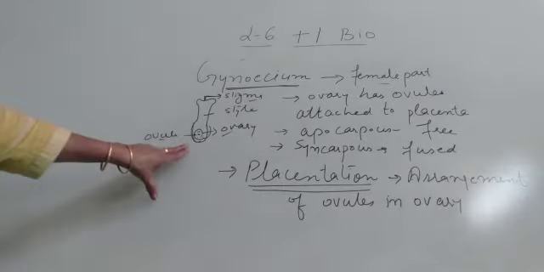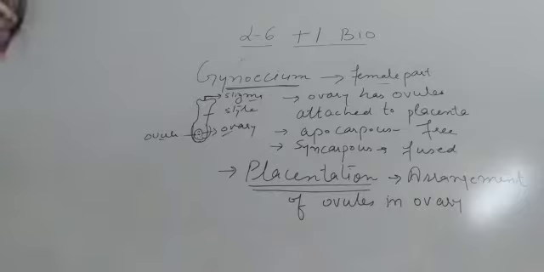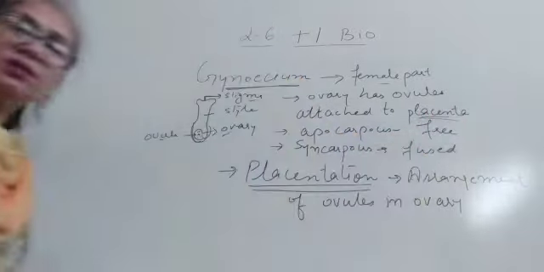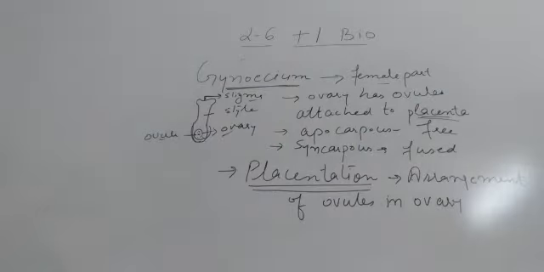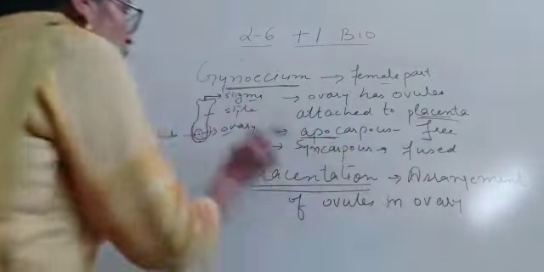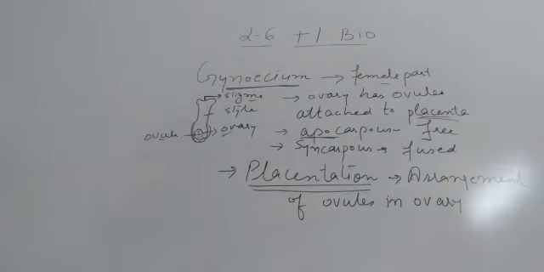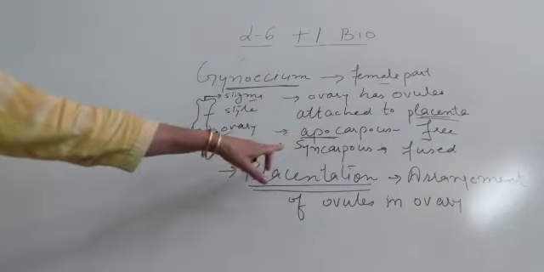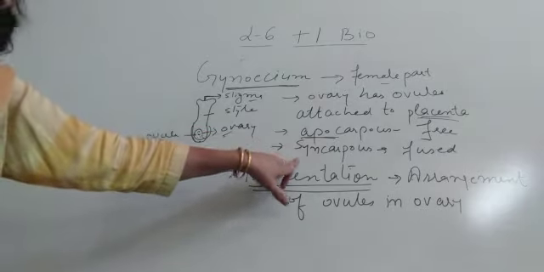This ovule is attached on a special cushion-like structure, and we call that placenta. That special structure on which the ovule is attached, we call it placenta. And if these female parts are free, meaning they are not attached, we call it apocarpous. All these female parts are free from each other, and then we use the term apocarpous. And if they are fused, then we call the term syncarpous.